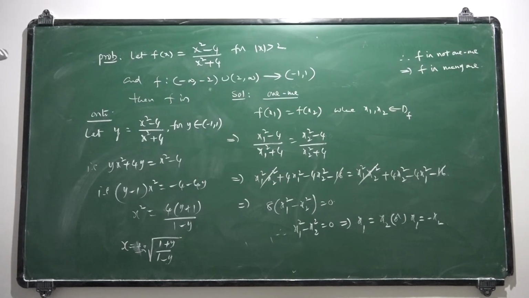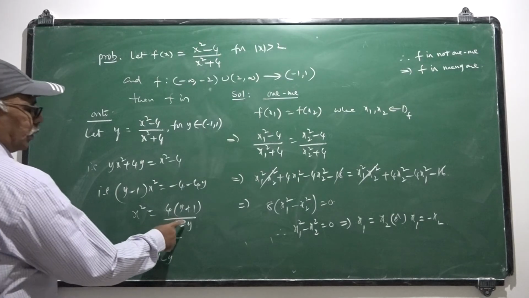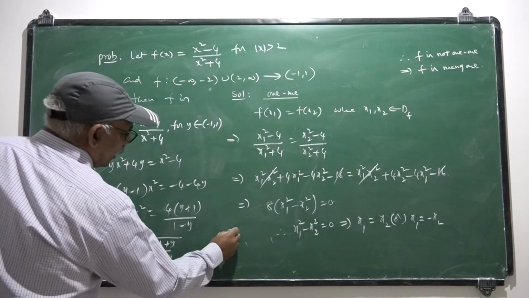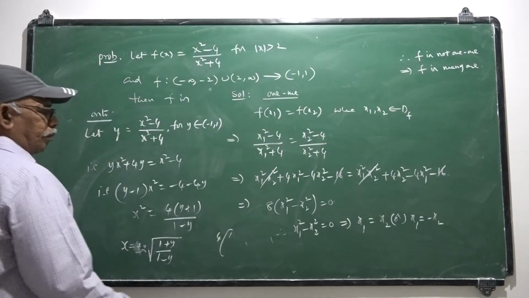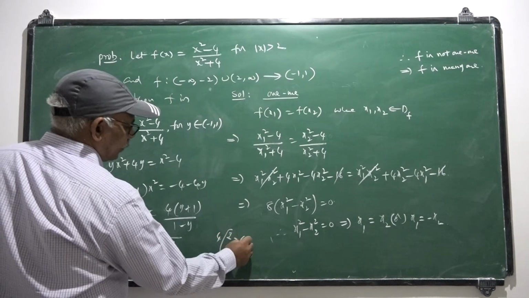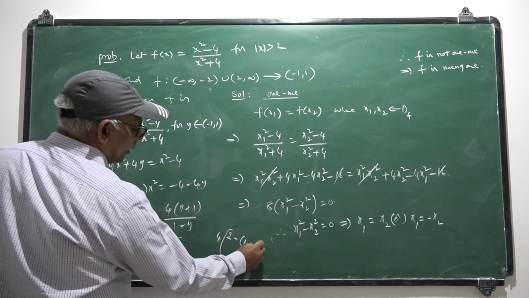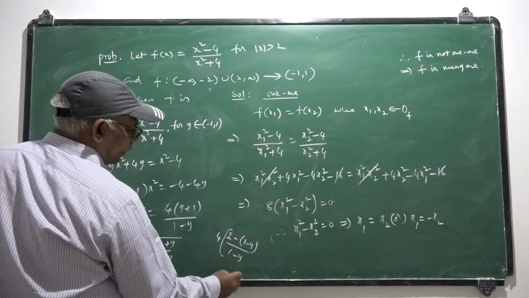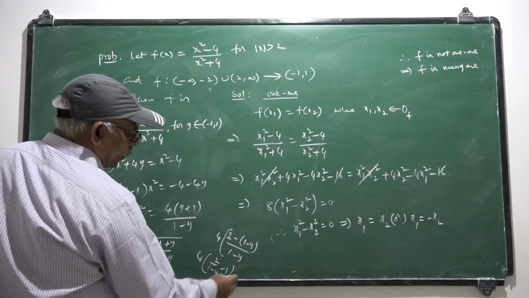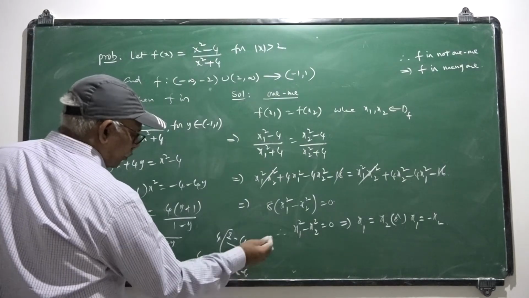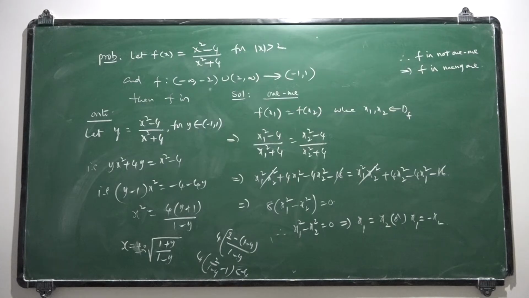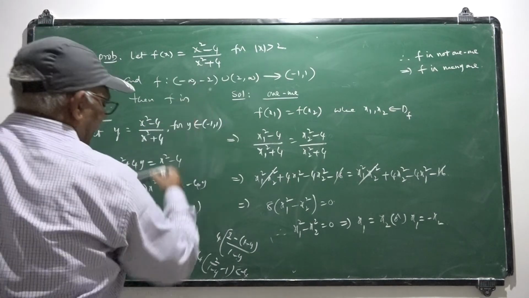Clearly this one may be written as 4 into 1, of course 2 minus of 1 minus y by 1 minus y. So that 4 into 2 by 1 minus y minus 1, which is less than minus 4. Okay. Which lies in this interval.